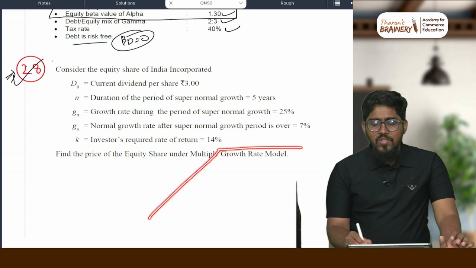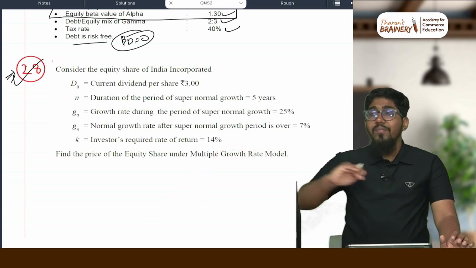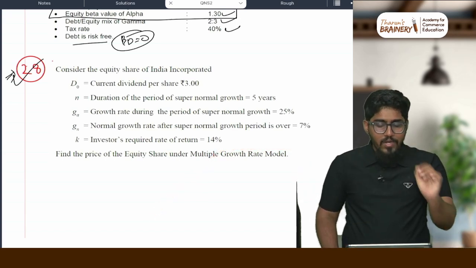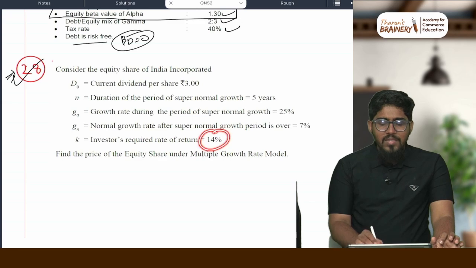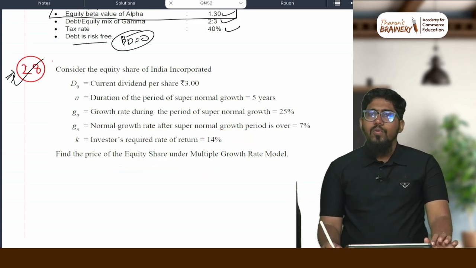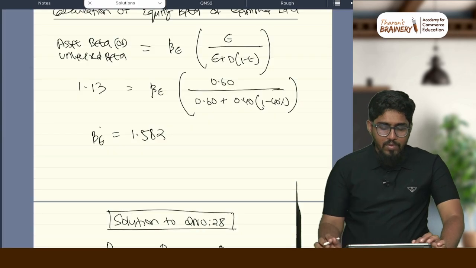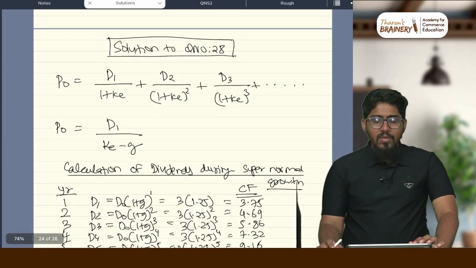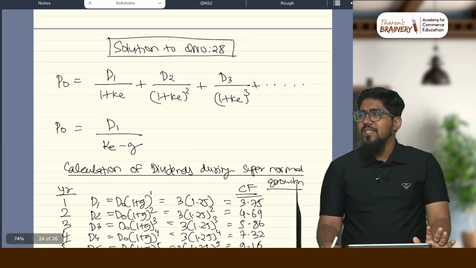First 25% growth, then 7% growth. That is how the dividend growth rate will be. And the investor requires 14%. This is nothing but Ke. Find out the price of equity under the multiple growth rate model. Sir, how to solve this problem? See, solution to 28. First of all, how to find out the price, sir?